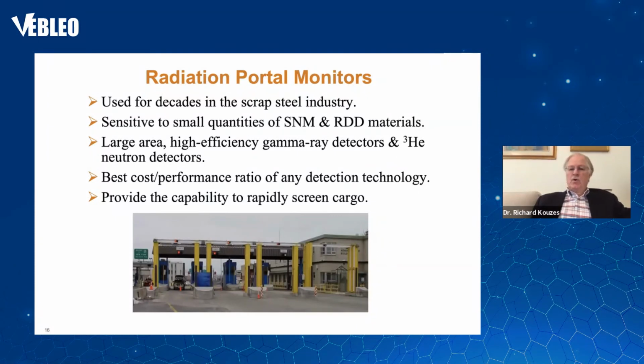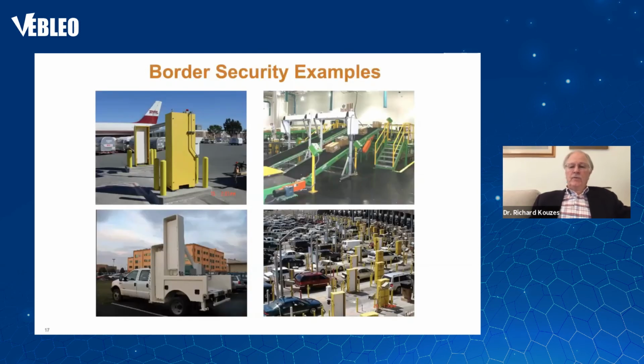As I mentioned, the workhorse detector that's used for this type of application are these radiation portal monitors. They're the big yellow things shown here, which cars and trucks drive through. So if you drive through the Canadian border or the Mexican border, you will see such devices. Here are some more examples of them.